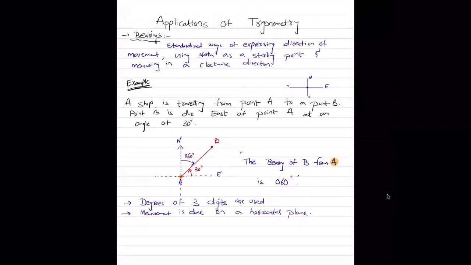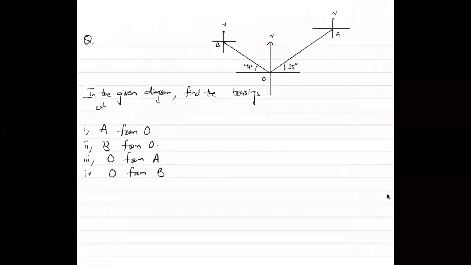So I'm going to give you an example so that you have an understanding of how to calculate the bearings. Whenever you're calculating bearings, please recall the properties of alternate angles and corresponding angles. These are a few angles that you should remember. What alternate angles are, what corresponding angles are. In the given diagram, you need to find the bearing of A from O.